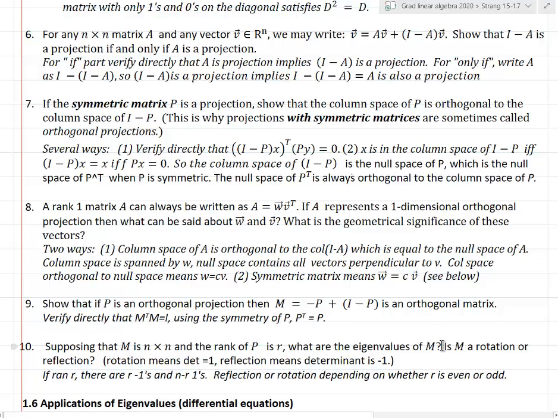Okay. Is M a rotation or a reflection? Rotation means the determinant is 1. Reflection means the determinant is minus 1.